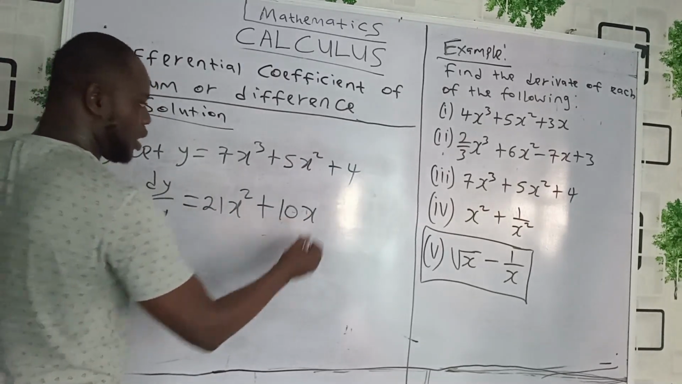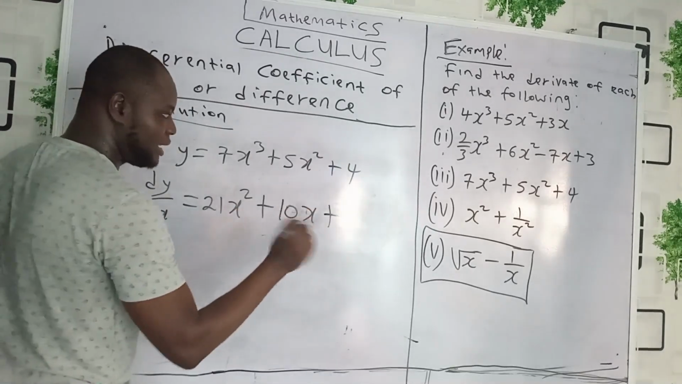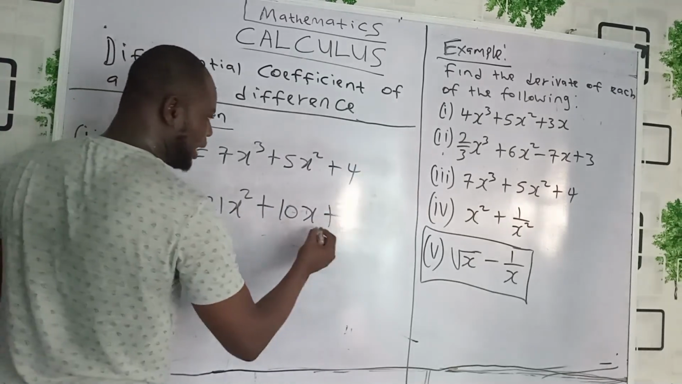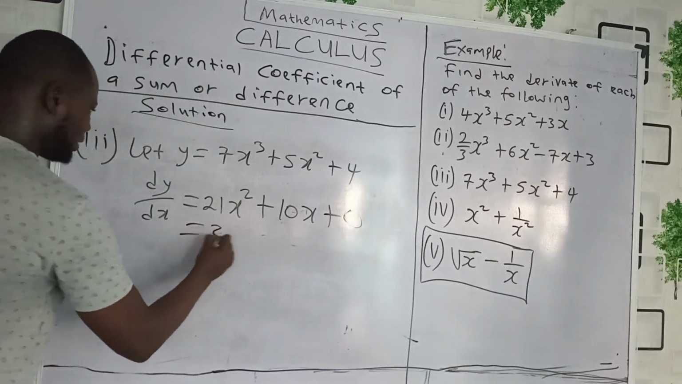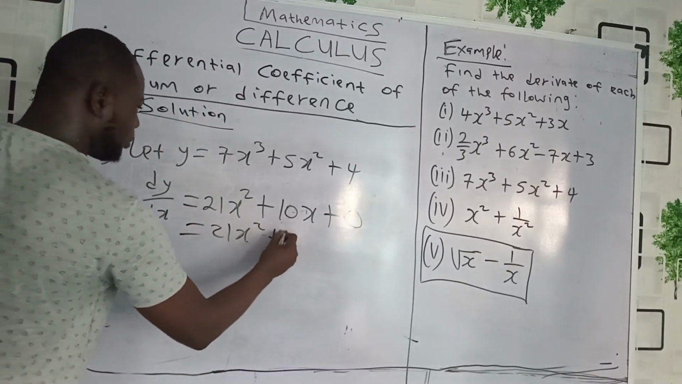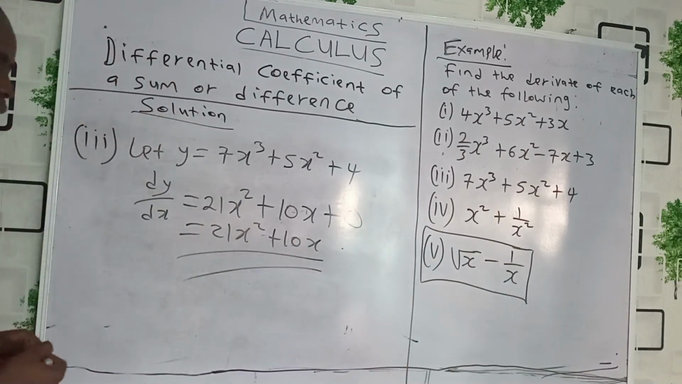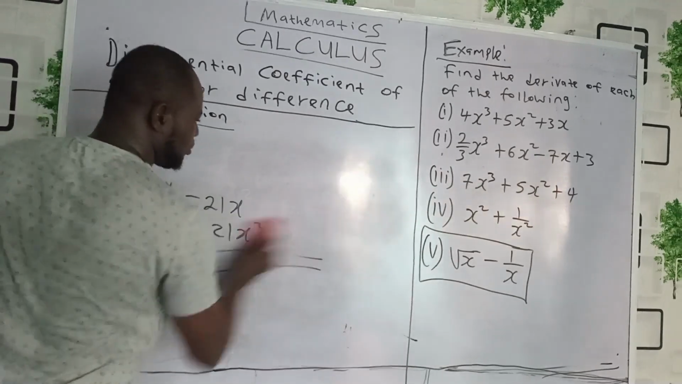It still has power 1. Plus, when you differentiate constants that do not have any variable x or any other variable, that's going to be 0. So the result will now be 21x raised to power 2 plus 10x. Are you with me? Wow, that is lovely, everyone. That's beautiful. Finally, Roman figure 4.